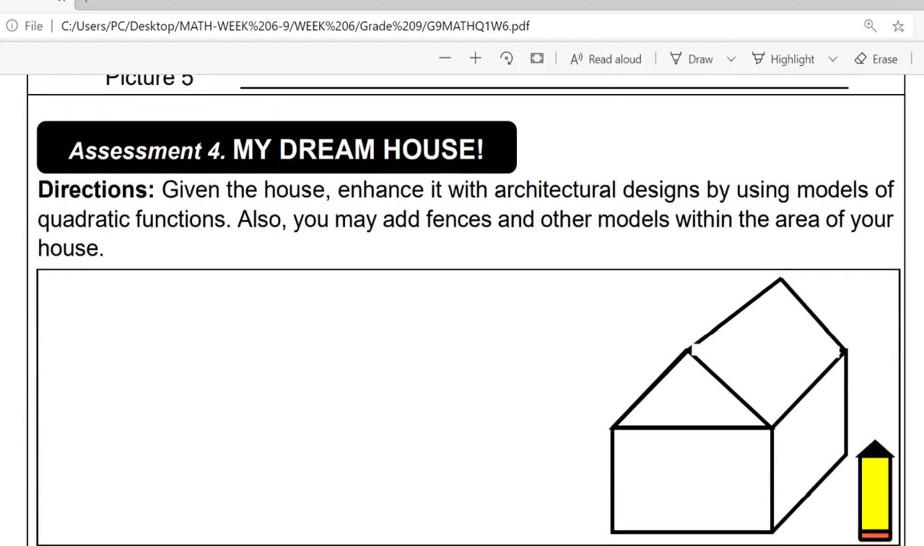Assessment 4, my dream house. Given the house, enhance it with architectural designs by using models of quadratic functions. Also, you may add fences and other models within the area of your house. So when we say quadratic functions, it involves curves, smooth curves. So you have to enhance this house using models of quadratic functions. You can add fences also and other designs there.